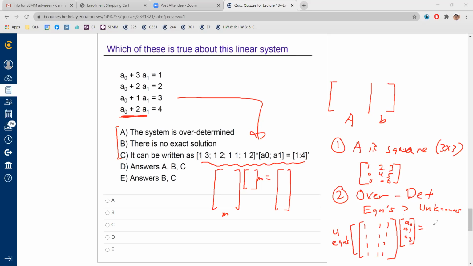This is valid matrix multiplication. But the idea behind a problem like this is you might not get a combination of A naught, A1, A2 that satisfies all of these. Well, in this case, you probably do, but in the general case, you probably don't. And then obviously the one we have left is underdetermined, under det. Yeah, I understand that. Okay.